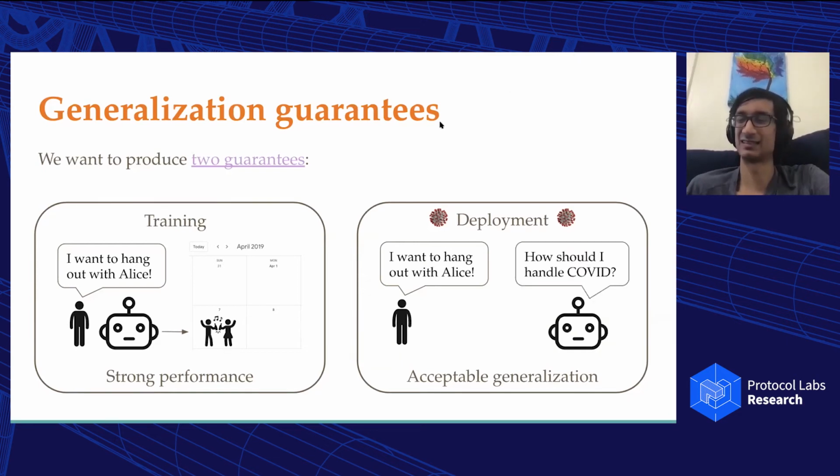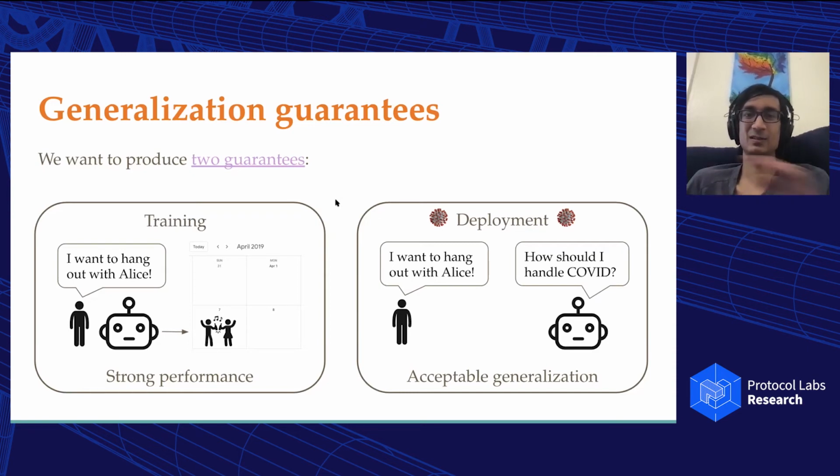And so when Bob says, I want to hang out with Alice, maybe the agent says, like, what should I do about COVID-19? Or maybe it just knows that actually what Bob wants is a video call, and then it schedules a video call or something along those lines. The point is, you have some sort of acceptable generalization. And one of the research questions is, what should we define acceptable as? Yeah. So generalization guarantees, I think, are fairly straightforward.